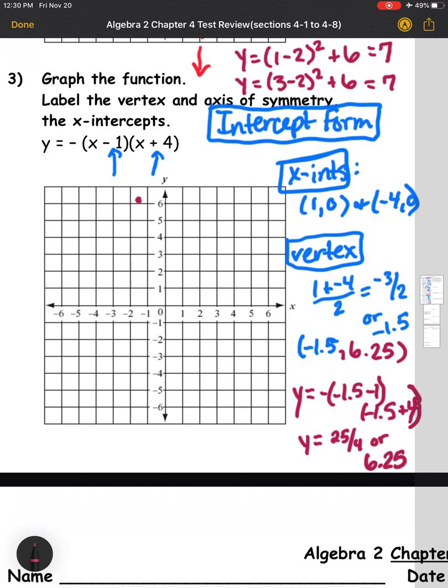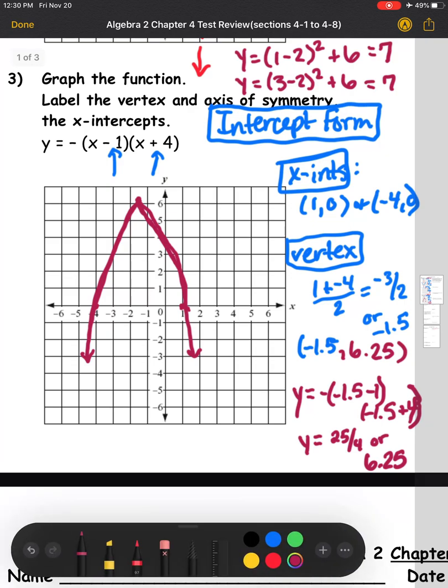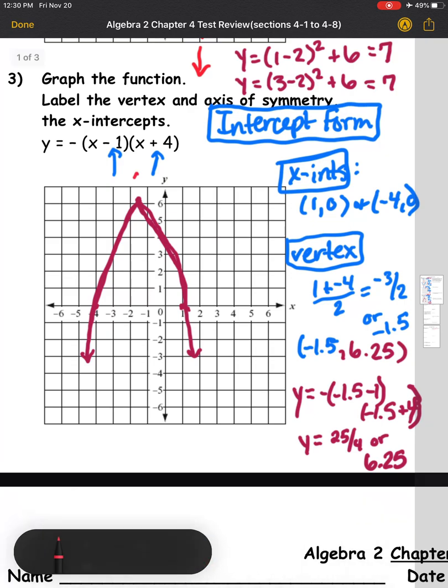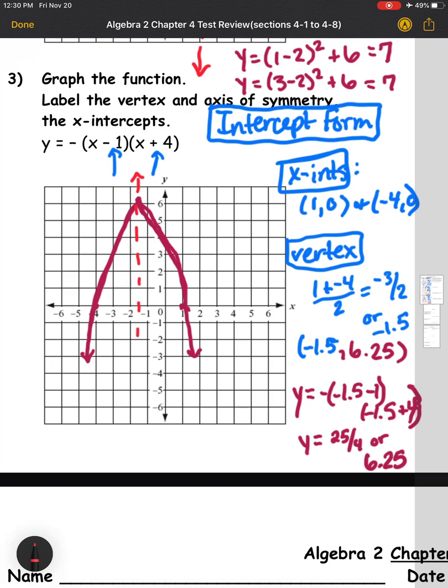And then my x-intercepts 1, 0 and -4, 0. And lastly, I'm just going to connect them because it's all symmetrical here. And it should look like a very smooth and continuous curve. Mine does not look like that right now. And also throw in the axis of symmetry, running down through -1.5 to help make that parabola symmetrical. So you guys need to know these 3 different kinds of forms to graph a parabola or graph quadratic equations.